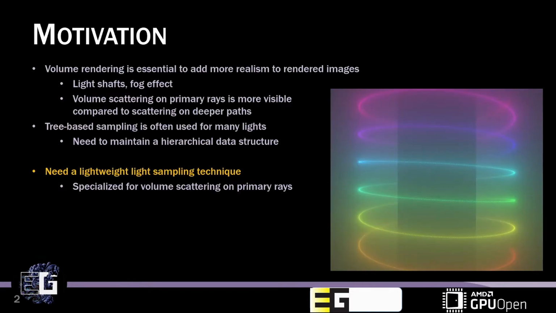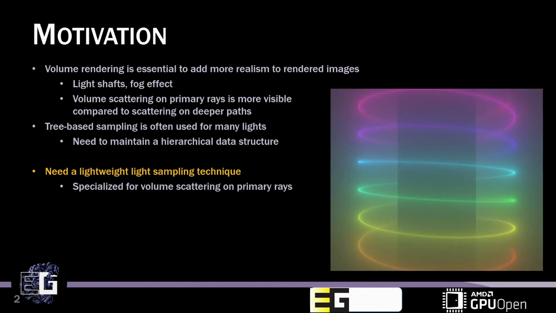Volume rendering is essential to add realism to rendered images. Examples of volume effects are light shafts and fog effects like this image. Also, volume scattering on primary layers is more visible compared to volume scattering on deeper passes.